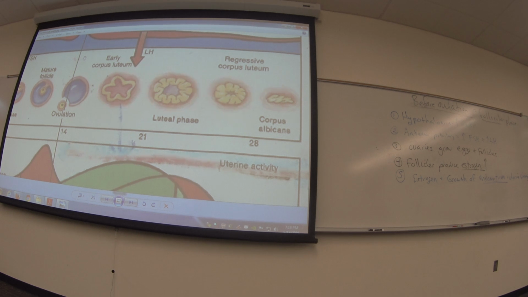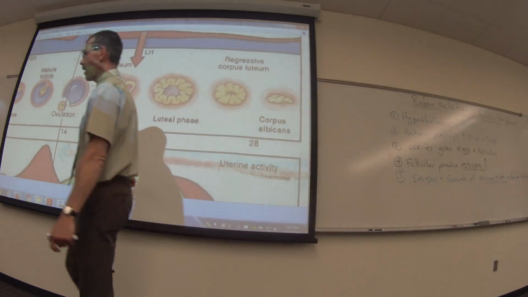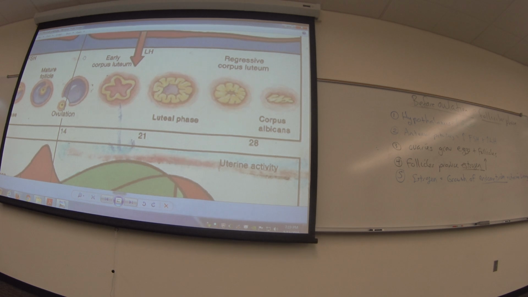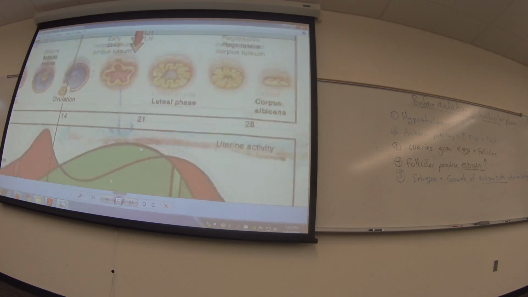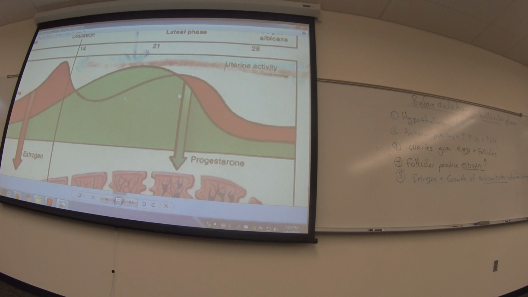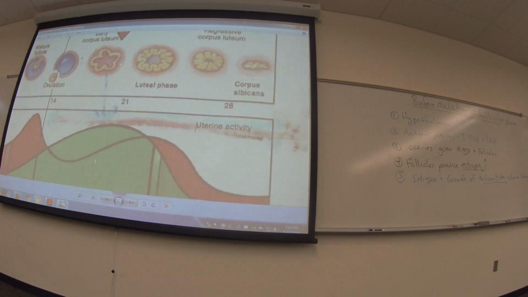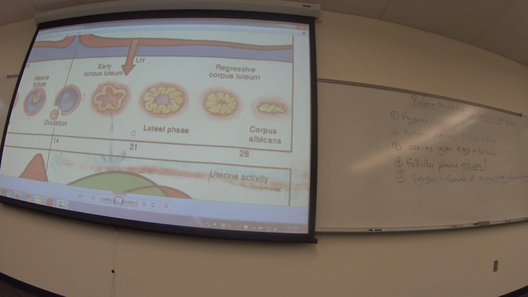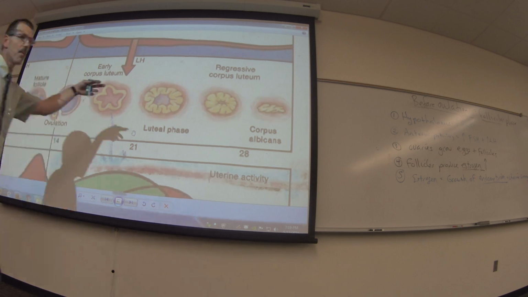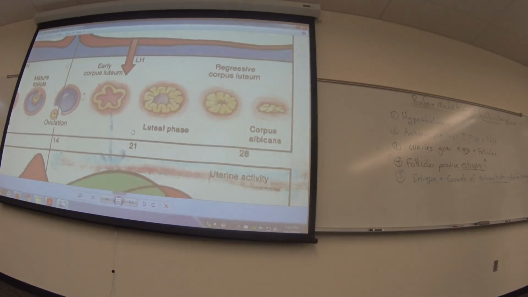Great. What does a corpus luteum do? So let's find out. The corpus luteum makes two hormones. Can anyone guess what hormones are made by your corpus luteum? Let's look down here. I see a red and a green line. What are those hormones? Estrogen and progesterone, and they're both being made by the corpus luteum. So LH makes the corpus luteum form. The corpus luteum then makes estrogen and progesterone.